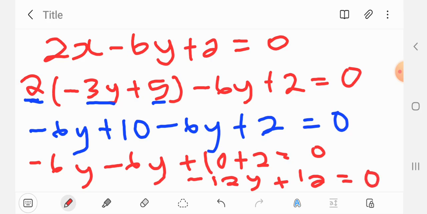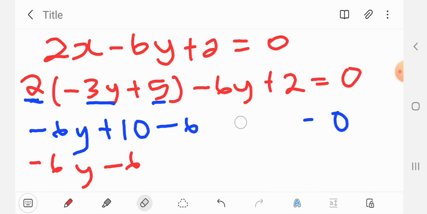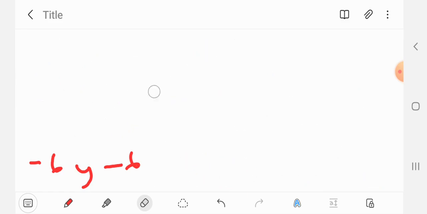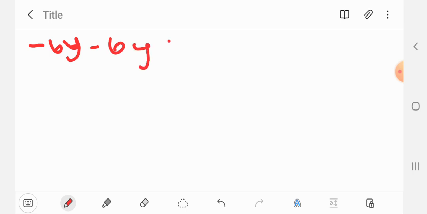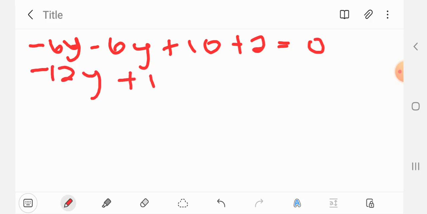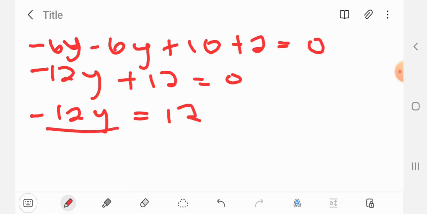So write this step down. I'm going to erase it because I don't have space, so that I can finish this question. So here we have negative 6y minus 6y plus 10 plus 2 equals 0. So we have negative 12y plus 12 equals 0. We want the value of y. So negative 12y will equal negative 12, and then we divide by negative 12 on both sides.